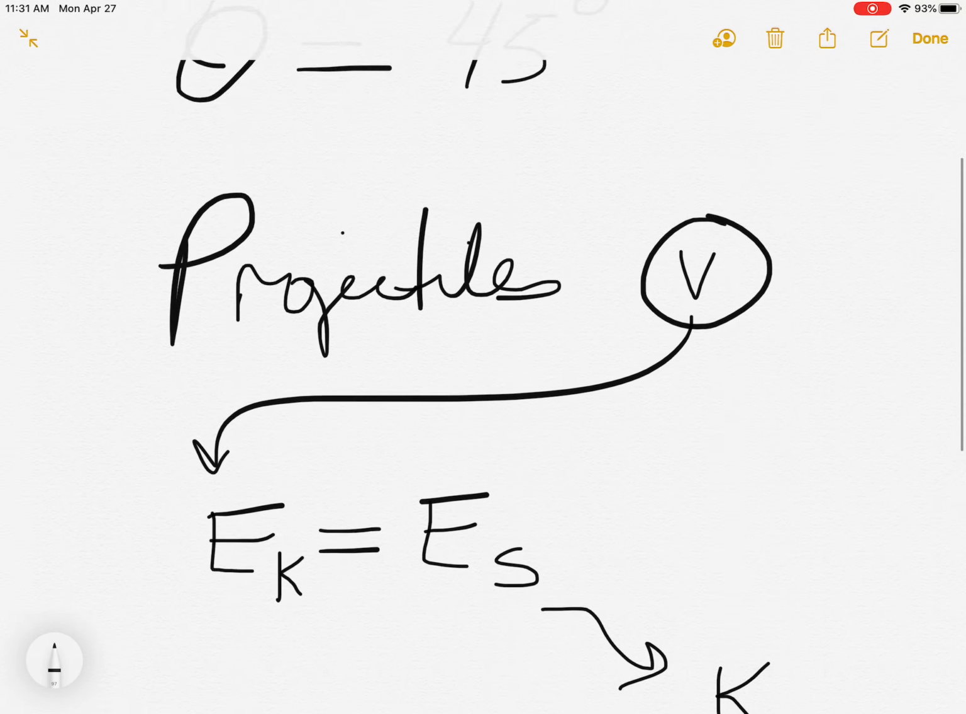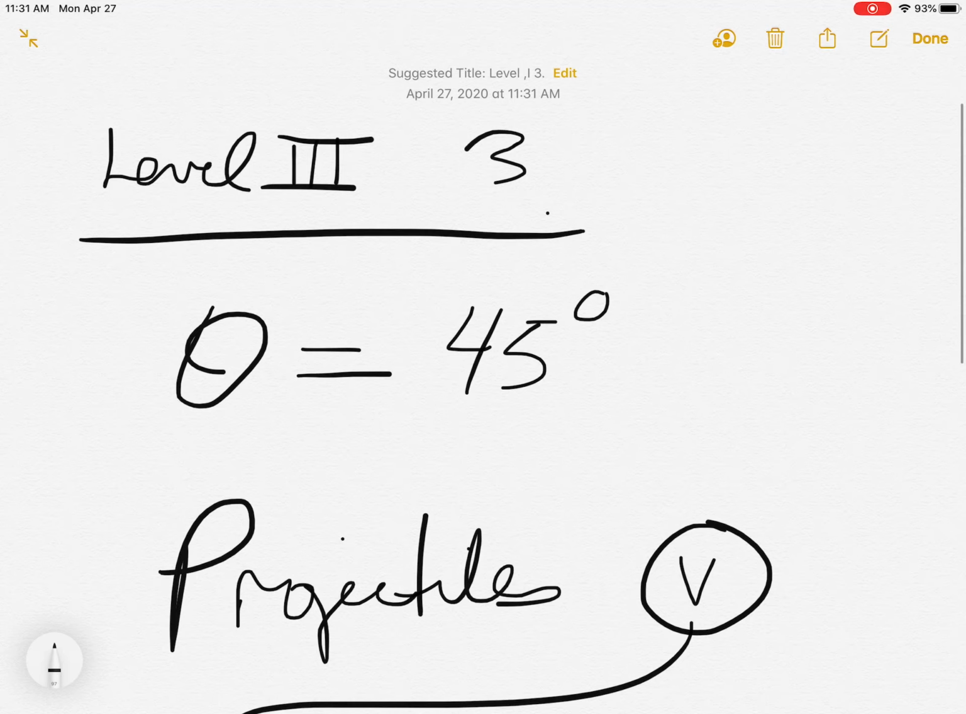So my bad on the angle. I borrowed this question from another test where you had to solve for X.